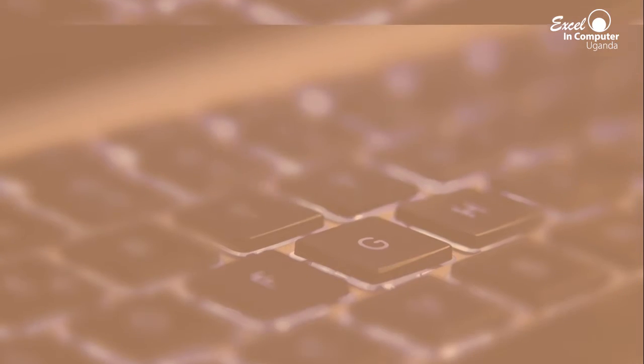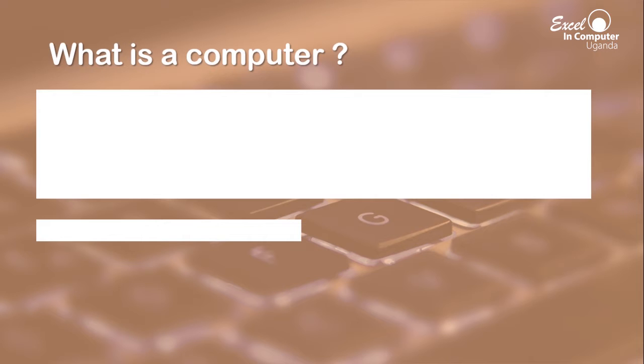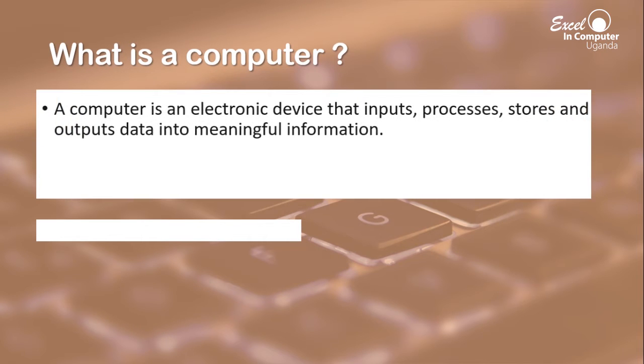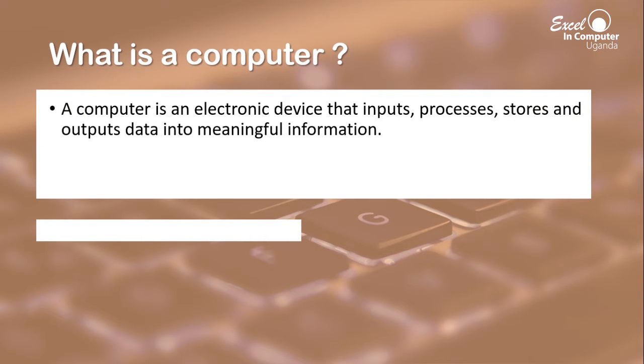So today we are going to be looking at what is a computer. A computer is an electronic device that inputs, processes, stores and outputs data into meaningful information. So we would look at this from this perspective. For example, we want the summation of 60 plus 40.